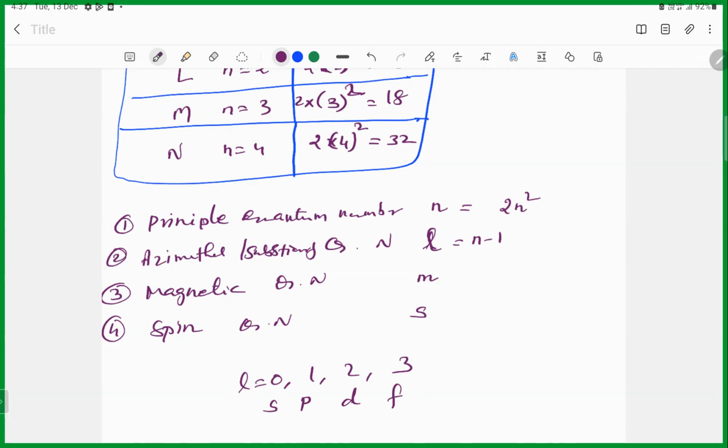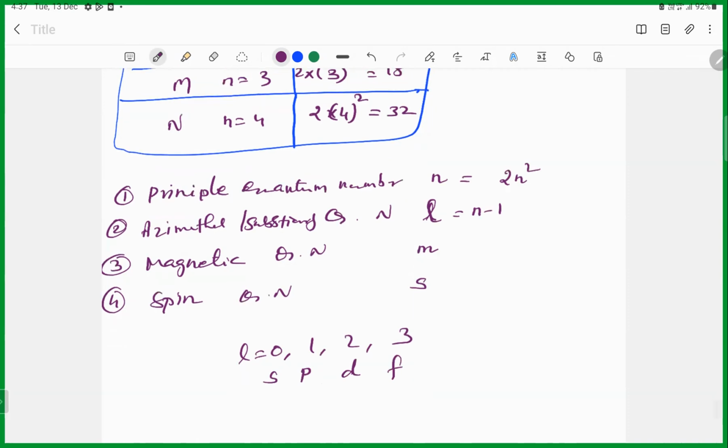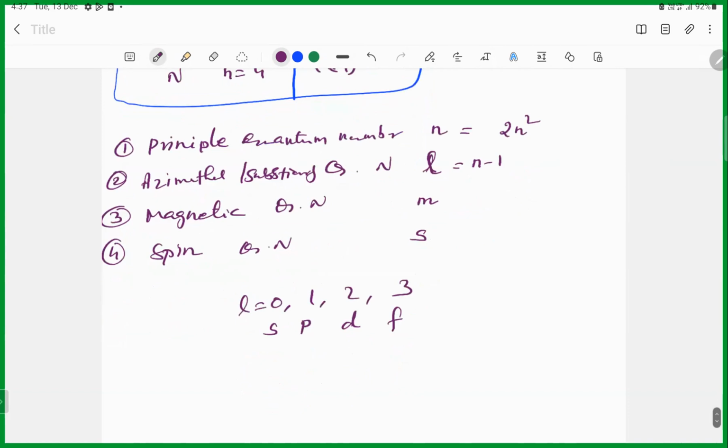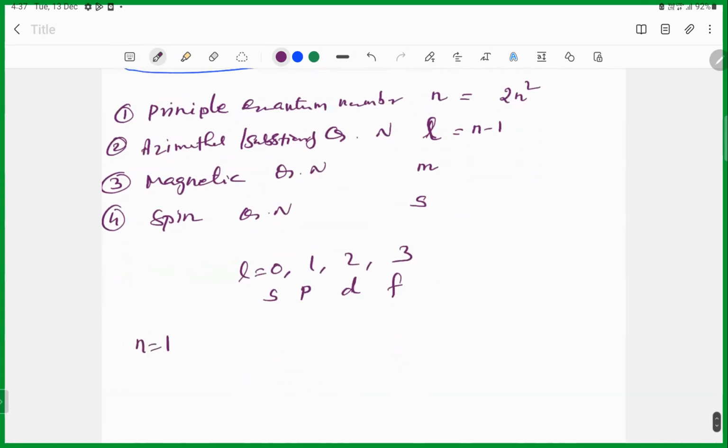We'll calculate for this. n is equal to 1. What is the l value? l is equal to n minus 1, so 1 minus 1 becomes 0. Then it is an s orbital. And then n is equal to 2. What is the l value? 2 minus 1 becomes 1. That means 0, 1. Then you have s and p orbitals.